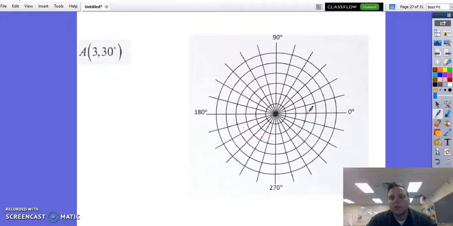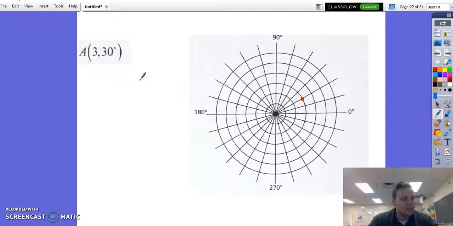Well, let's see. We have 0 degrees, 1 line, 2 line, 3 line, 4 line, 5 line, 6 line. So, how many degrees does it seem like I'm going up each time? Hopefully you realize 15, because you go 0, 15, 30, 45, 60, 75, 90. So 30 degrees would be 2 lines up on the third circle, so that's right there. And that's really all there is to it.